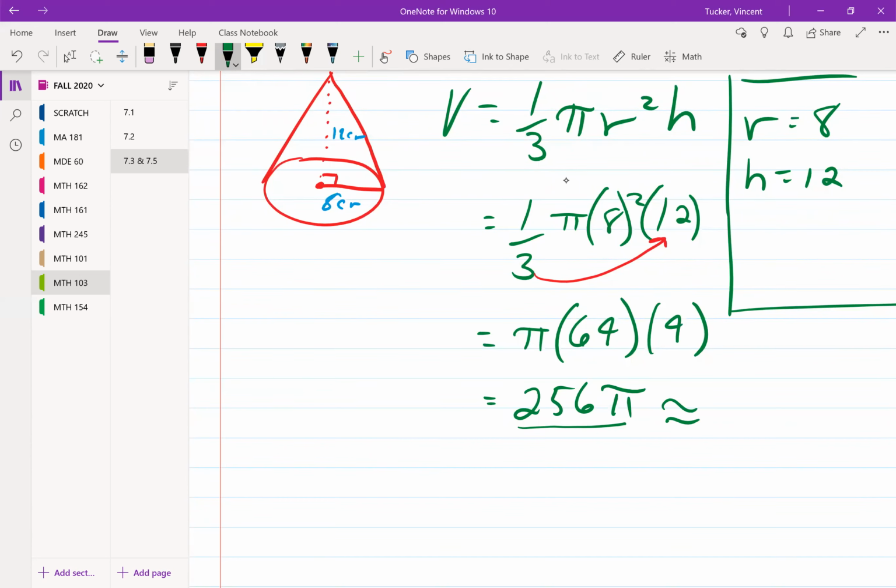Then throw in 3.14 as approximation, or just use your calculator, multiply 256 times that symbol of pi, and you will get 804.25. And that'll be cubic centimeters. And don't forget volume. Your final measurement in volume will be in cubic units.